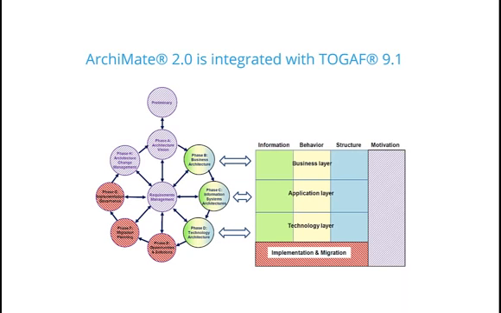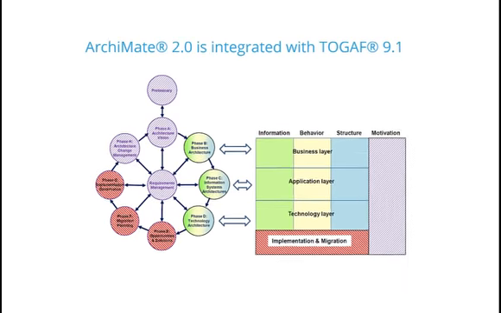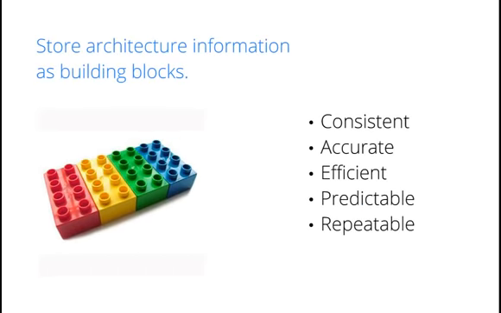If a few stakeholders can learn and start to use a consistent architecture content metamodel, that's a giant leap forward, even if they're not using the architecture repository. Architects can create reusable architecture building blocks that allow the architects to work in a way that is more consistent, accurate, efficient, predictable, and repeatable. Does it work? Yes, it does.